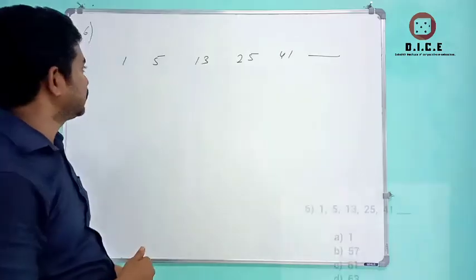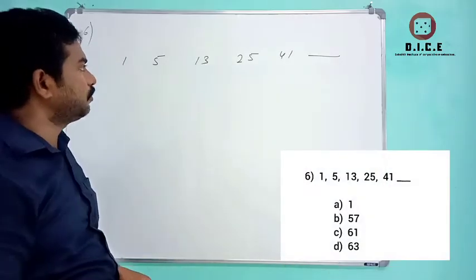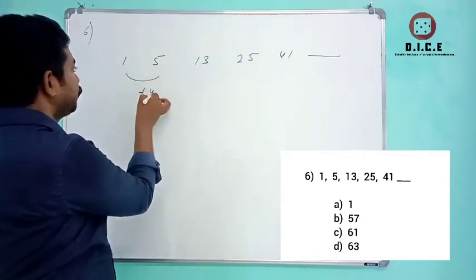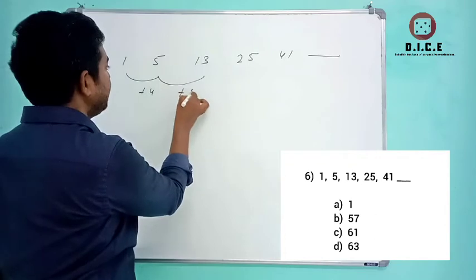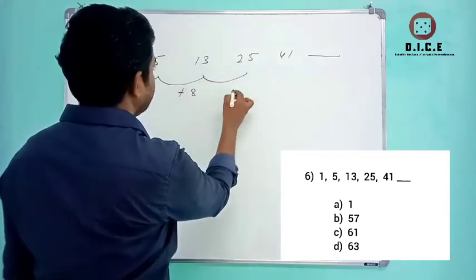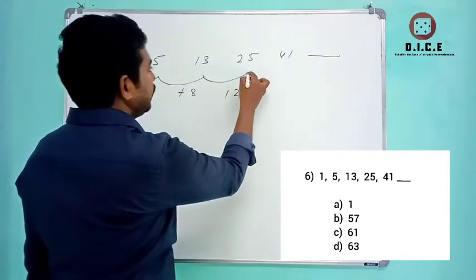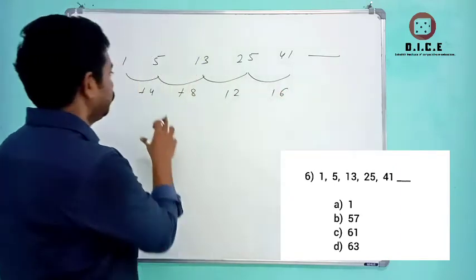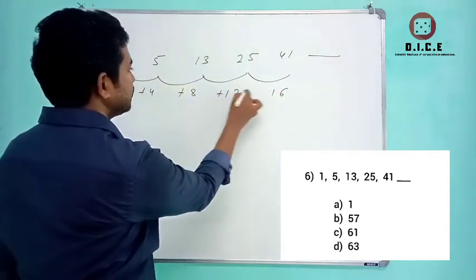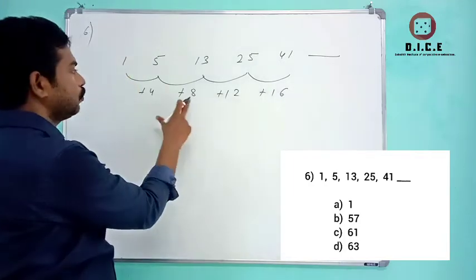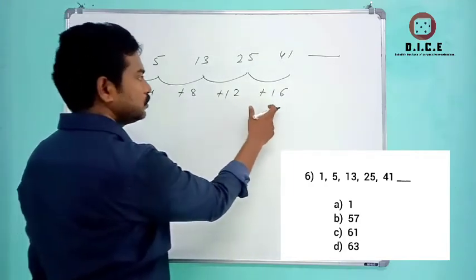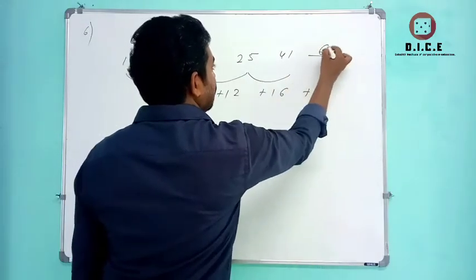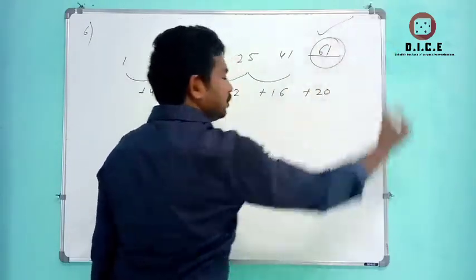If you see question number 6 here, 1, 5, 13, 25, 41 is given, and try to see the difference. 1 and 5 is plus 4, 5 and 13 is plus 8, 13 and 25 is 12, and similarly 25 to 41 is 16. So plus 4, plus 8, plus 12, plus 16. It's a gap of 4: 4 1s are 4, 4 2s are 8, 4 3s are 12, 4 4s are 16, 4 5s are 20. If we add 20 to 41, 61 is your answer.